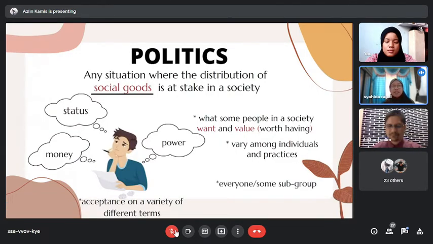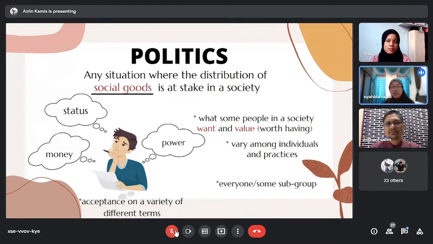So politics can also mean any situation where the distribution of social goods is at stake in a society. So first of all, we have to know what social good is. What is the meaning of social good? So social good is actually what some people in a society want and value, or in short, something that is worth having. For example, higher status, money, power, and so on.